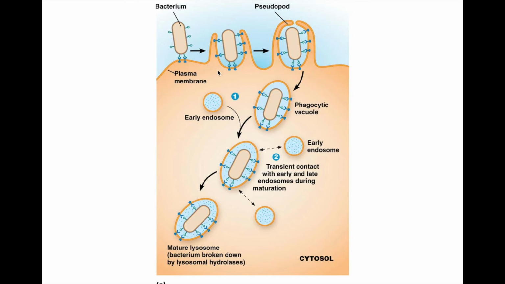They would bind. That would cause the cell to extend what are called false feet or pseudopods around that bacterium, eventually fusing on the other end of that bacterium and then engulfing that bacterium in a vesicle. And then that vesicle interacts with early endosomes and then eventually a lysosome to break apart and destroy that bacterium in, say, a macrophage.